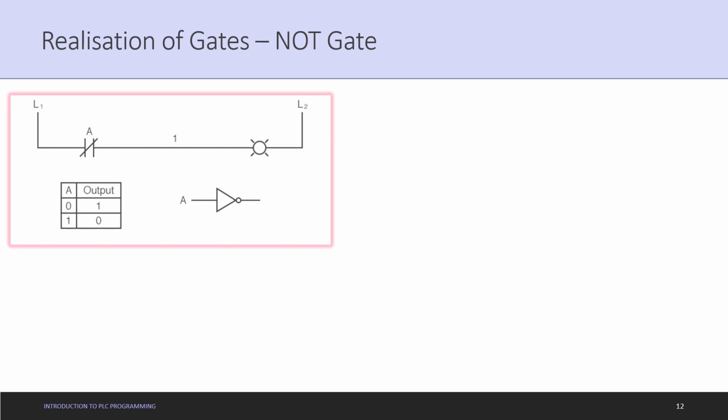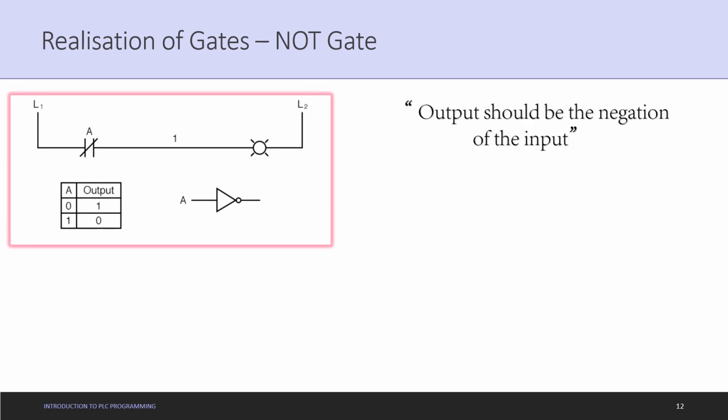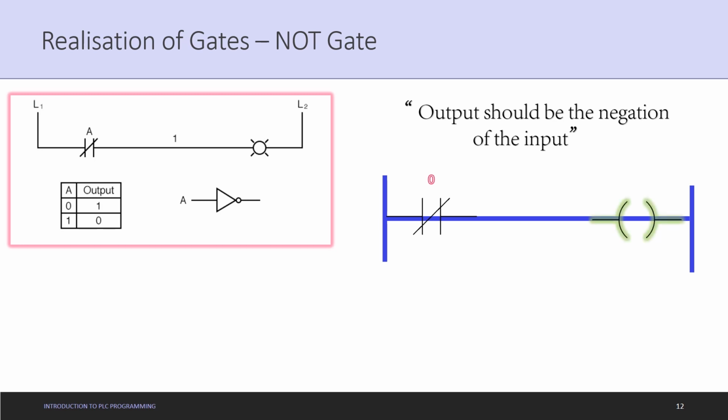Okay, the last one is a NOT gate. A NOT gate, as we all know, is a negation of the input. That is, whatever we give as the input, the output should be the opposite. To implement this, we use a normally closed switch. I have mentioned earlier that a normally closed switch is one where, when the logical condition is 0, the switch conducts, and when the condition is high, the switch doesn't conduct. So this property can be used as a NOT gate.